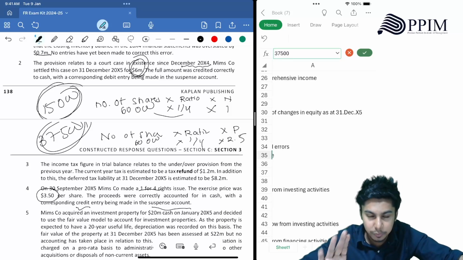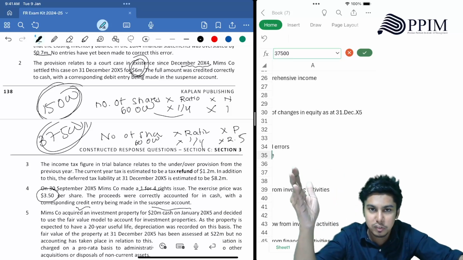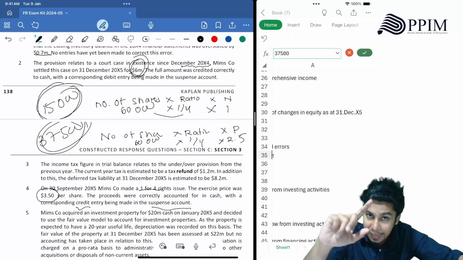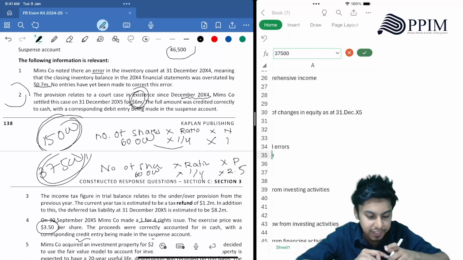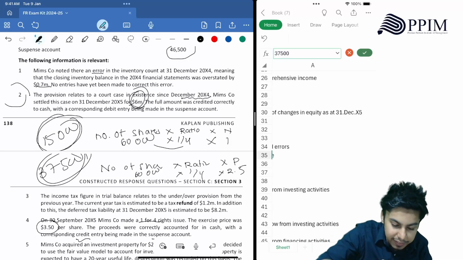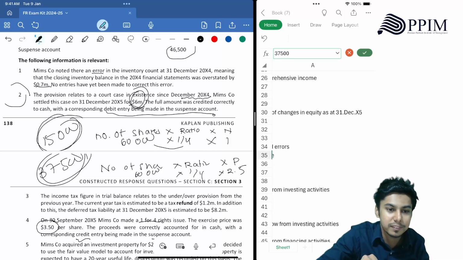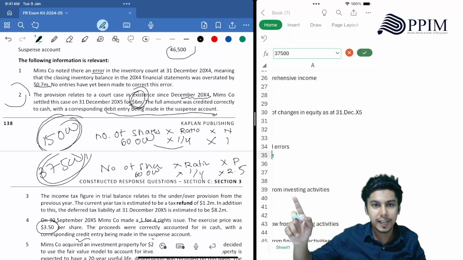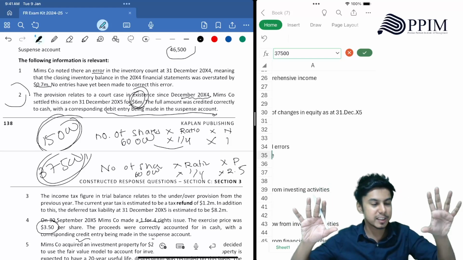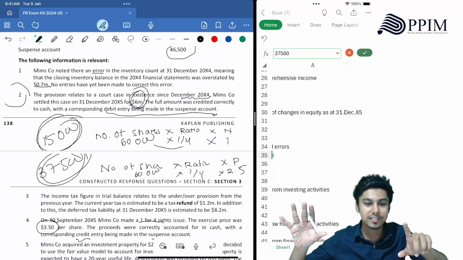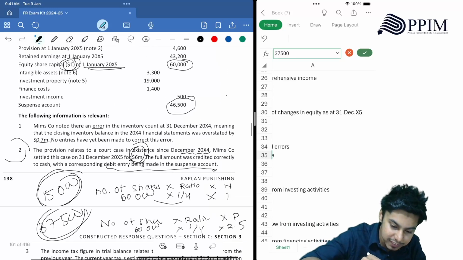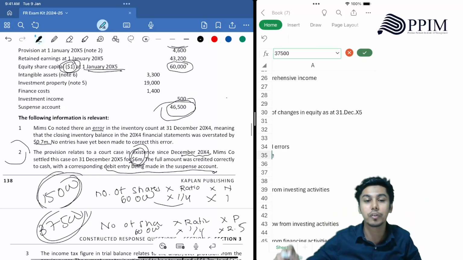52,500. That's the answer. Okay, so they have credited that to suspense. Can you remember another small thing they did? Look at the second paragraph: 6 million debited to suspense account. So 52,500 they have credited, 6 million they have debited. What's the difference then? 46,500. That 46,500 only is the suspense account over here.